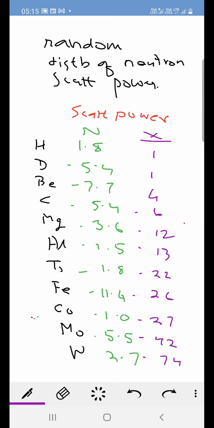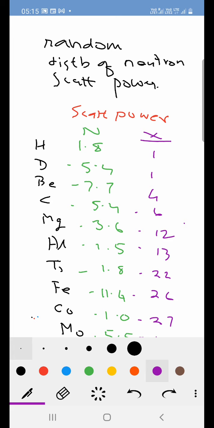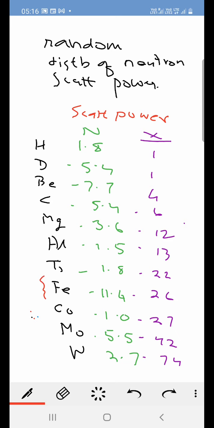Now, what advantage do we get? The first advantage you can see, as previously told, is that you can distinguish between these two. Although these have similar scattering powers for X-rays, they have a huge difference in scattering power in the case of neutrons. So you can distinguish between these two types of elements.